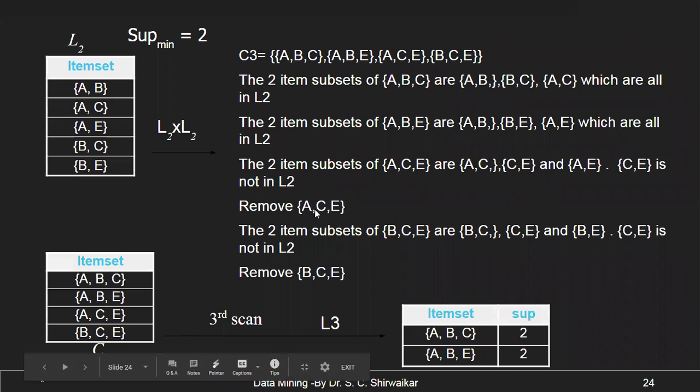What about ACE? ACE is removed, because the frequency count of ACE is less than the support count. That's why it's removed from the given transaction data set. And again, the same for BCE: it is removed because it is less than the support count. That's why the next candidate set generation from C3 is ABC and ABE.